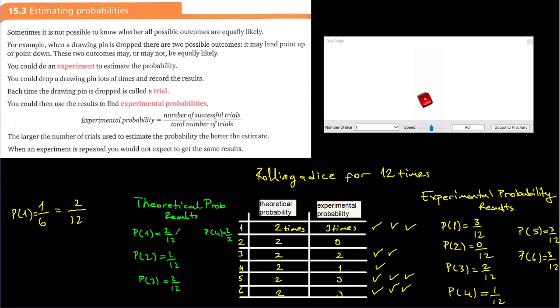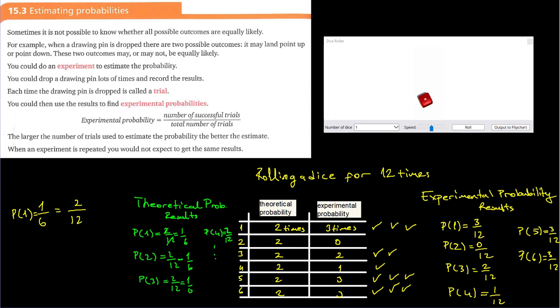Actually, the probability of 1 is equal to 1 over 6, as I showed at the beginning. Here you are going to simplify, and 1 over 6, and so on. You can continue like this. All of them are going to be 1 over 6, 2 over 12, this is also 2 over 12, and 1 over 6. So that's the difference between the theoretical probability results and experimental probability results.